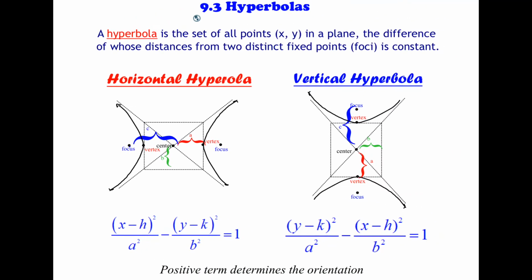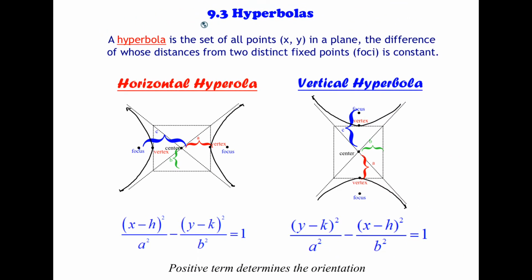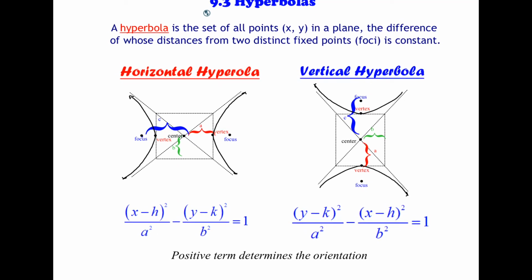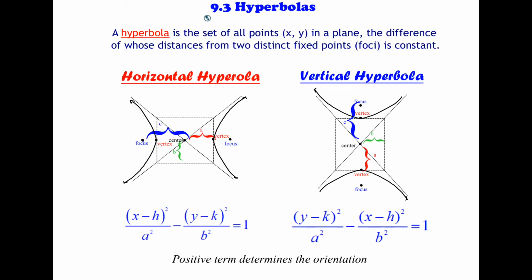And so we'll zoom back out. The vertical is the same thing, just going a different direction now. You can see the main points are up and down, which are vertical. Look at your two equations. (x minus h) squared over a squared minus (y minus k) squared over b squared is equal to 1 for a horizontal. For a vertical, it's (y minus k) squared over a squared minus (x minus h) squared over b squared is equal to 1.